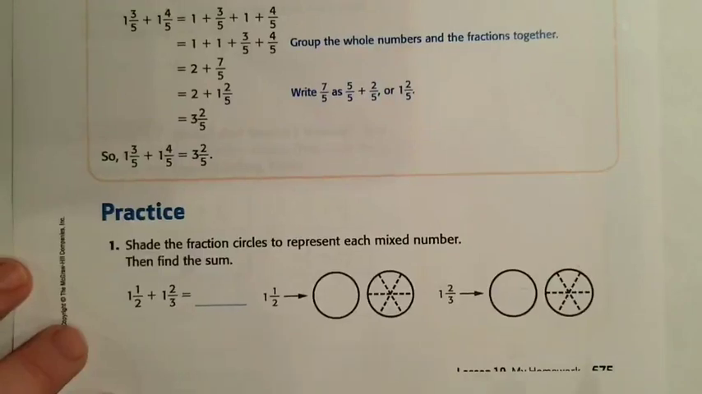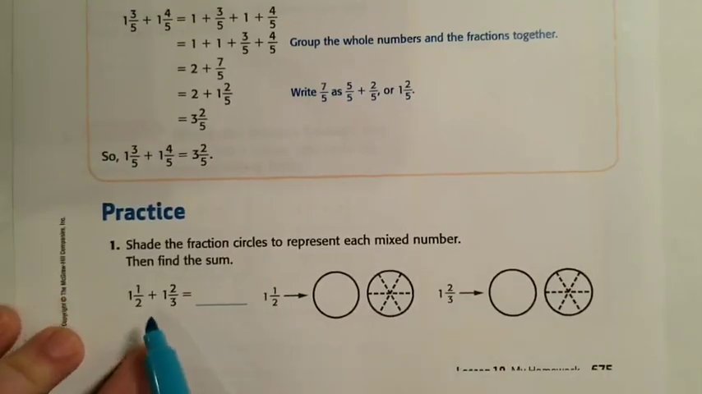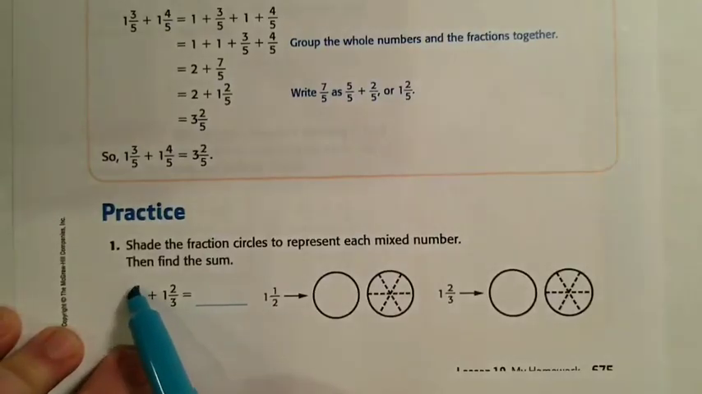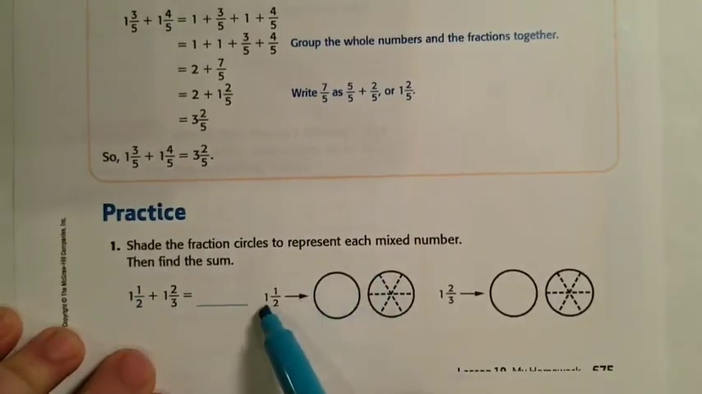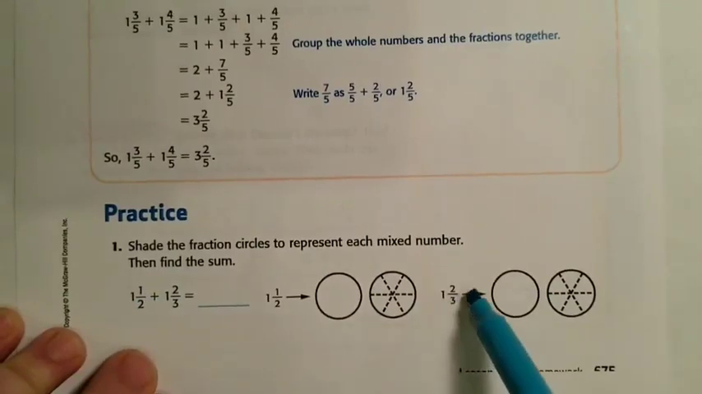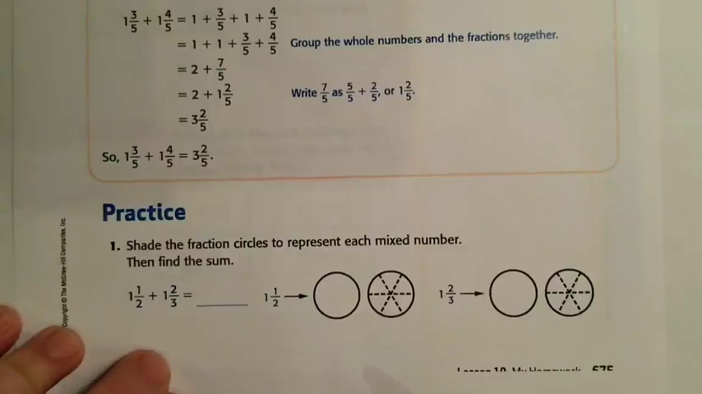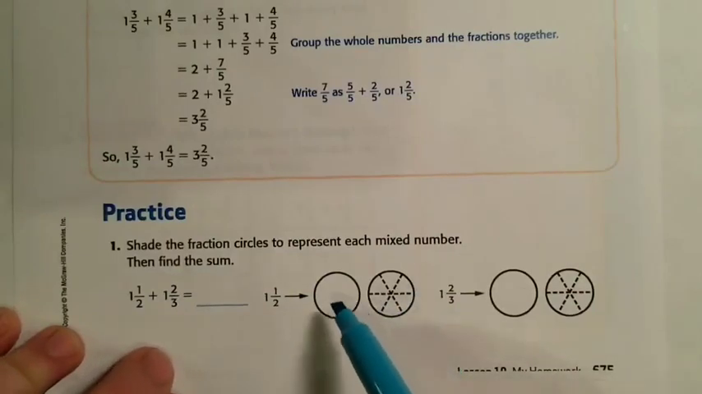Okay, this first one is asking us to shade the fraction circles to represent each mixed number, then find the sum. Fantastic, let's do that. So as you can see, we already have a model for 1 and 1/2, which is the first mixed number, and a model for 1 and 2/3, which is our second mixed number. So let's go ahead and start shading them.